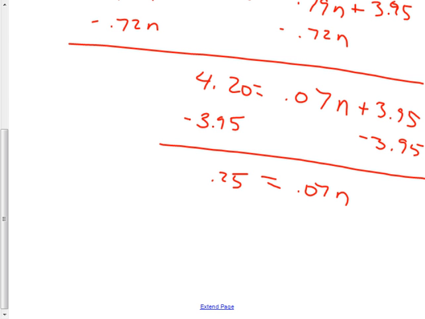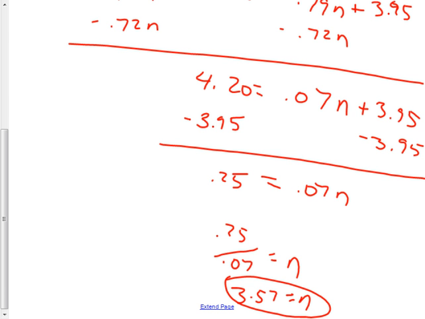And then the final answer is take 0.25 divided by 0.07. Can somebody verify what that is? 3.57. Thank you. 3.57. Interesting. Two smart kids, neither one of them had exactly the right answer, but maybe it's just a rounding issue. One was a little too low, one was a little too high. So average them out and they were perfect.